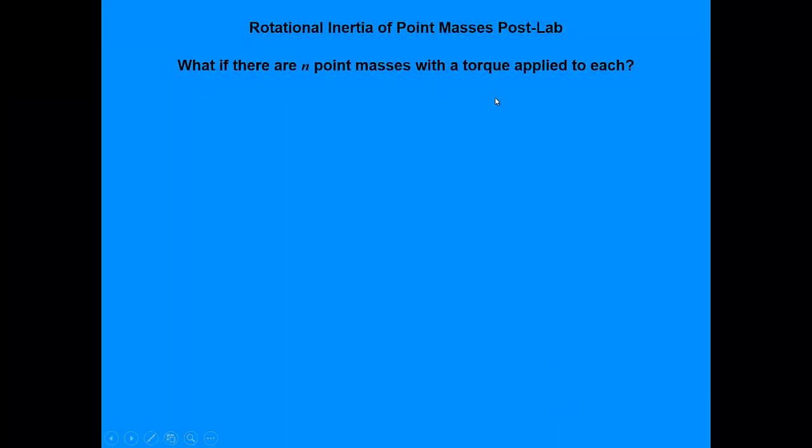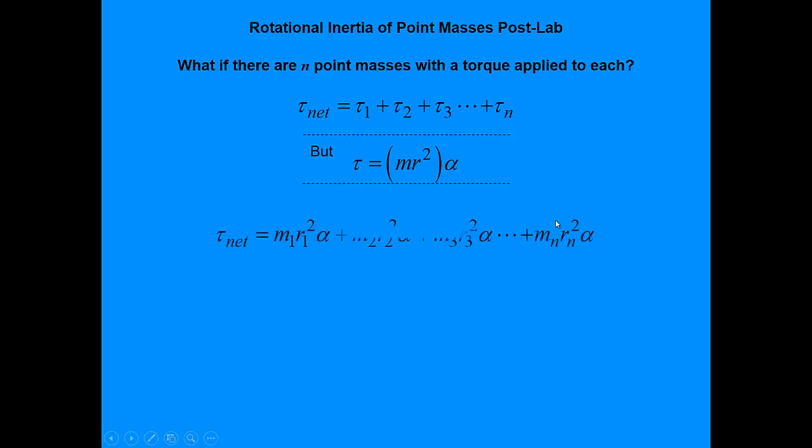Now, what if there are n point masses with a torque applied to each? Well, then the net torque would just be the sum of all the torques. Torque 1 plus torque 2 plus torque 3 all the way up to torque n, where n is the number of point masses. But of course, each torque would be given by mr squared times alpha. So if we plug those in, notice we have to differentiate. Each mass could be different, and each r could be different. So we have m1 r1 squared alpha plus m2 r2 squared alpha all the way up to mn rn squared times alpha.